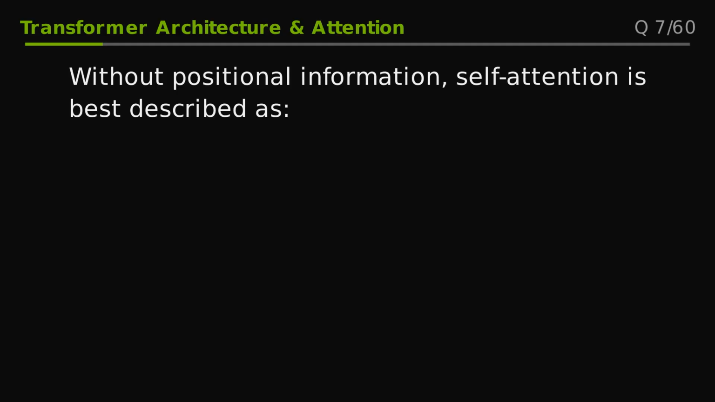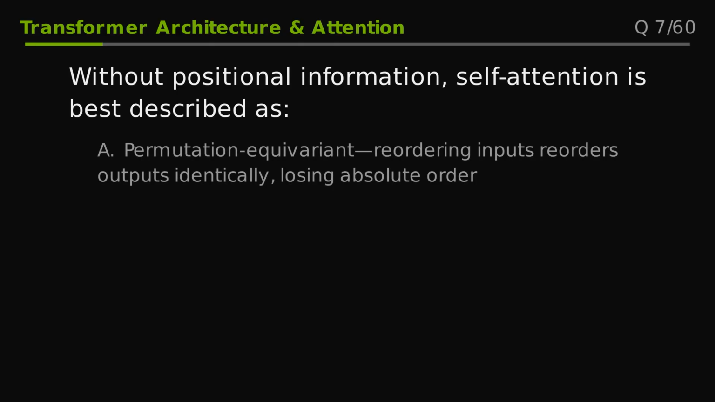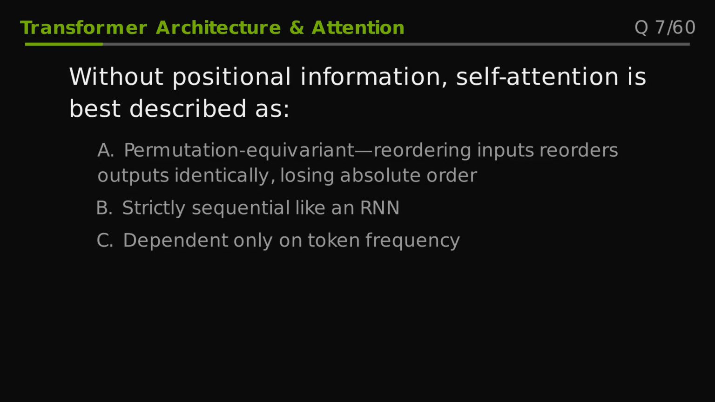Question 7. Without positional information, self-attention is best described as: Option A. Permutation equivariant, reordering inputs reorders outputs identically, losing absolute order. Option B. Strictly sequential like an array. Option C. Dependent only on token frequency. Option D. Unable to process more than 2 tokens.